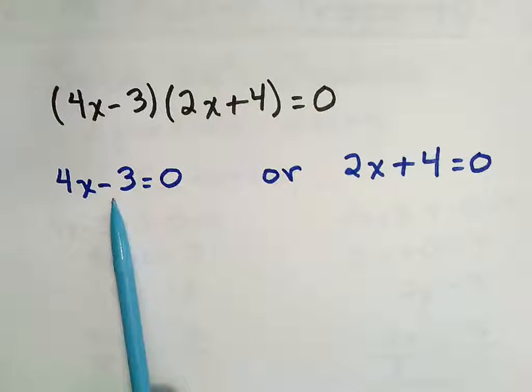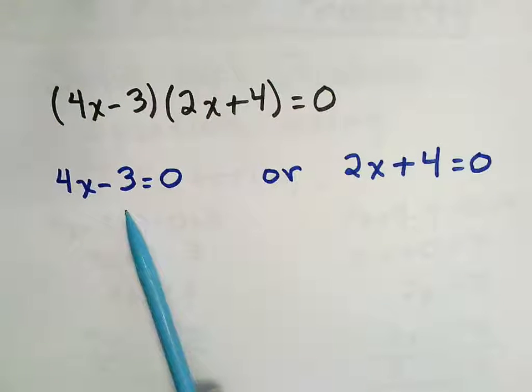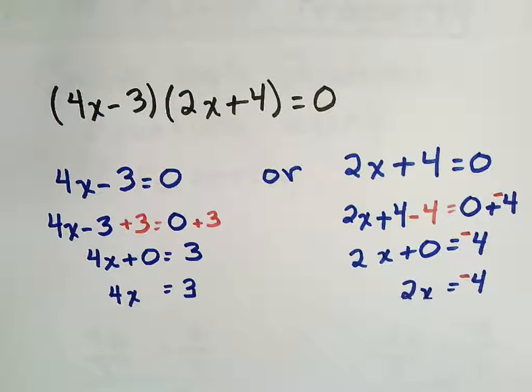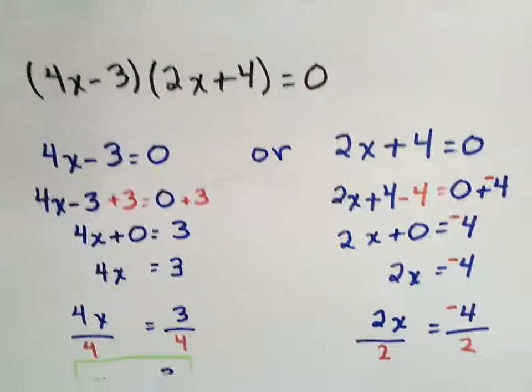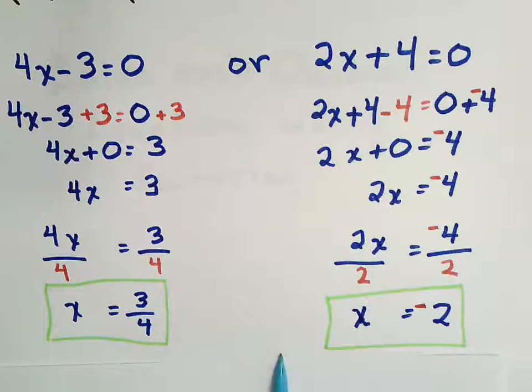I'm going to undo subtracting 3 by adding 3. Undo adding 4 by subtracting 4. And you can follow this as we go along. We come down here, we have 4x equals 3, 2x equals negative 4. We're going to undo multiplying by 4, undo multiplying by 2. And when we do that, we end up with x is equal to 3/4 and x is equal to negative 2. And remember now, as you're watching this video, you can stop, rewind, review anytime that you need to.